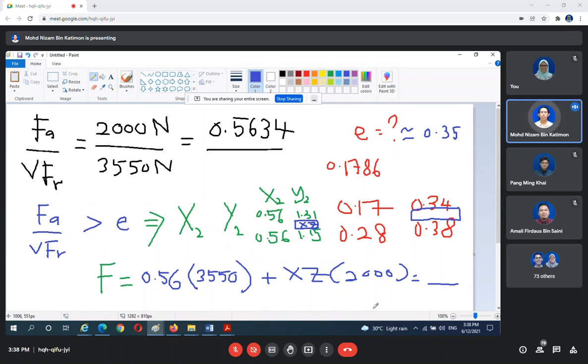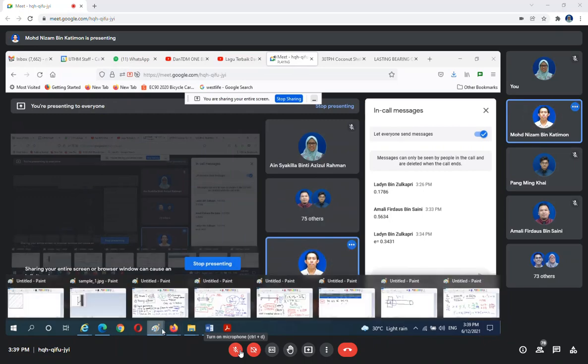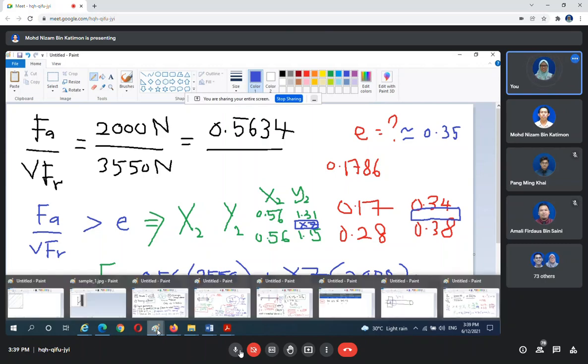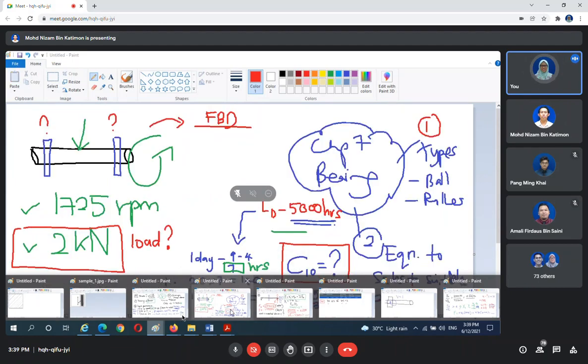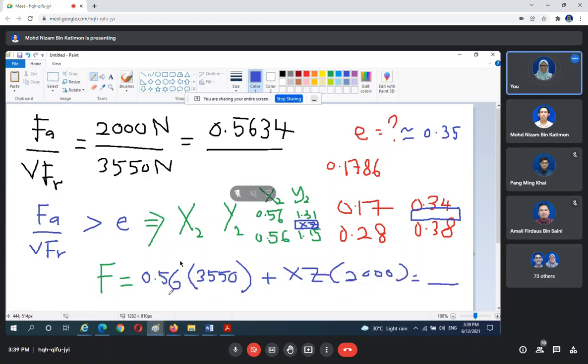Okay, 5 minutes for you to calculate. Anybody lost because too many steps are involved in my calculation? Which one? This one, 0.5634?